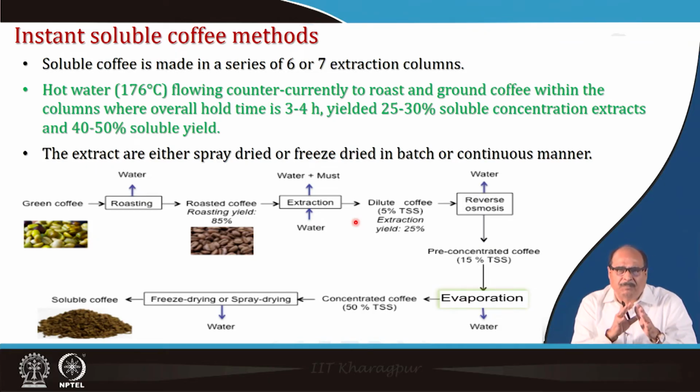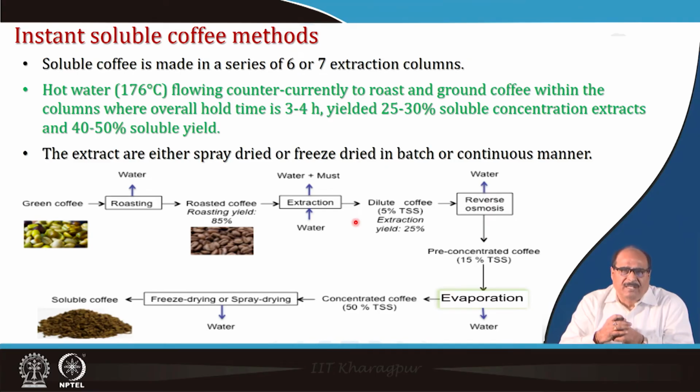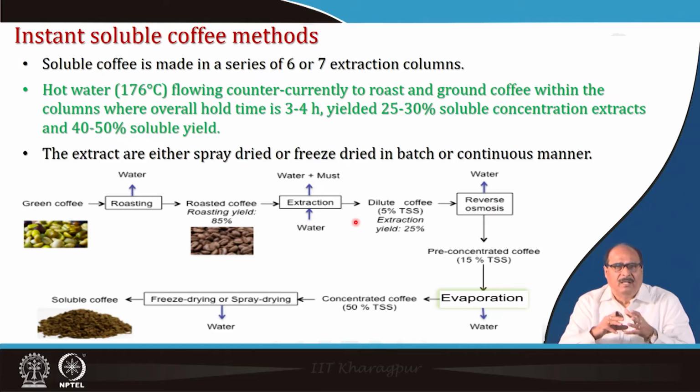So, the same process in fact is used at the industrial scale. First the coffee, that is the water soluble components present in the coffee cherry or roasted coffee beans, are extracted using 6 or 7 extraction columns. In these columns, hot water at around 176 to 180 degrees Celsius flows in a counter current manner over the roasted and ground coffee within the column, where the overall hold time is around 3 to 4 hours, and it yields about 25 to 30% of the soluble concentration extract and around 40 to 50% of the soluble yields, okay.